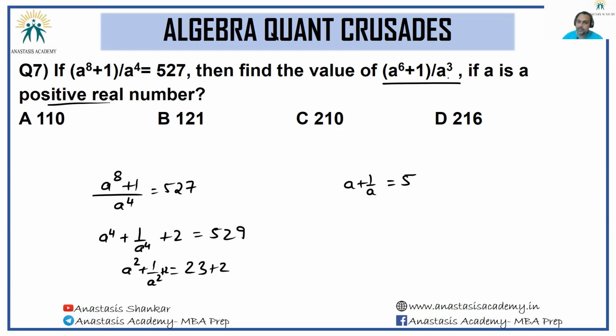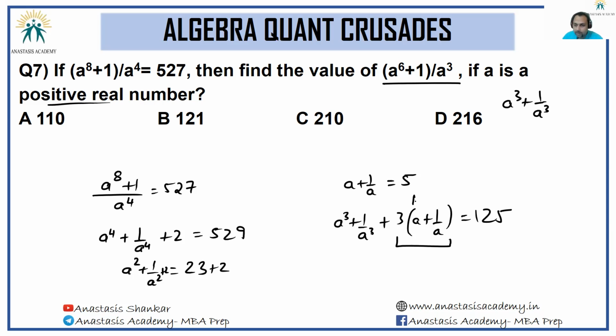Now we need this expression, which is as good as a cube plus 1 by a cube. Cube it up, we'll get a cube plus 1 by a cube plus 3 times of a plus 1 by a is equal to 125. This will turn out to be a total of 15. This goes to the other side, minus 15. Our final answer will be 110.